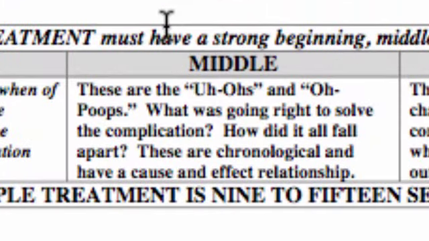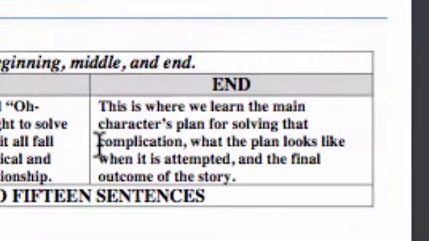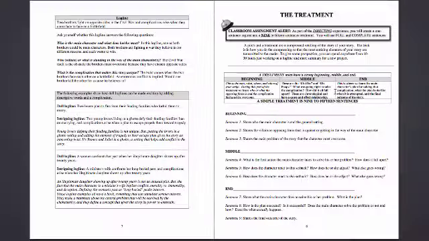Then there's what I like to call the uh-ohs and oh-poops. What was going on to solve the complication? How did it fall apart? Because it always falls apart. These events are chronological. That means in order. And they have a cause and effect relationship on your movie. The end is where we learn the main character's plan for solving his or her problem, what that plan looks like, and when it is attempted, the final outcome of the story.